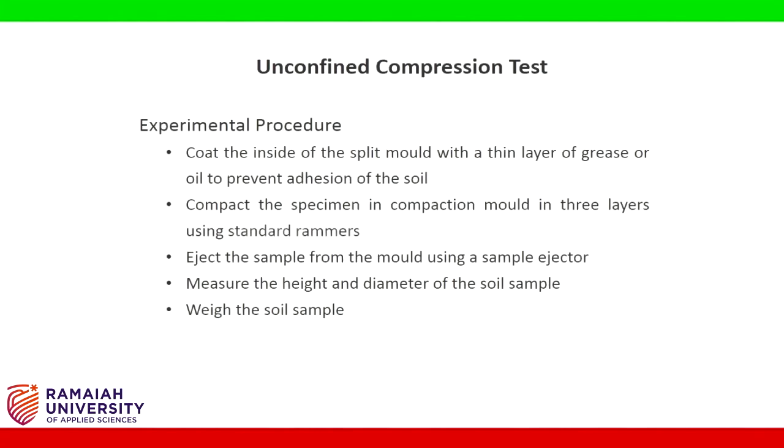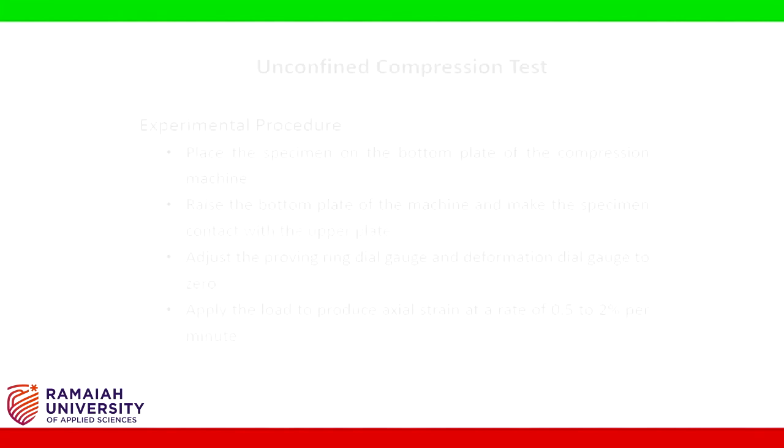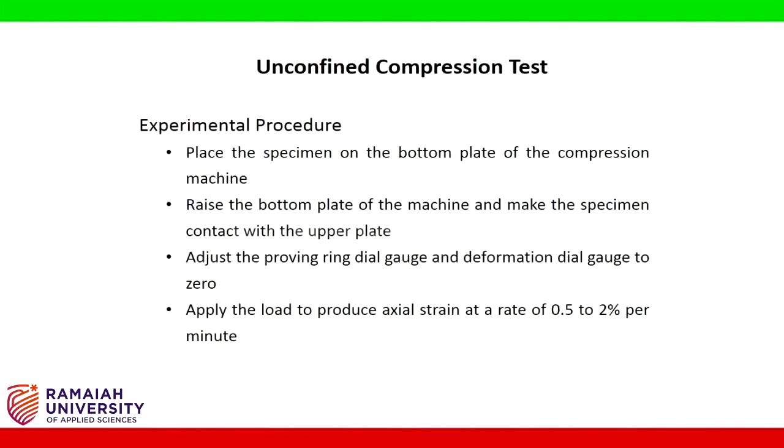Coat the inside of the split mold with a thin layer of grease or oil to prevent adhesion of the soil. Compact the specimen in compaction mold in 3 layers using standard rammers. Eject the sample from the mold using a sample ejector. Measure the height and diameter of the soil sample. Weigh the soil sample.